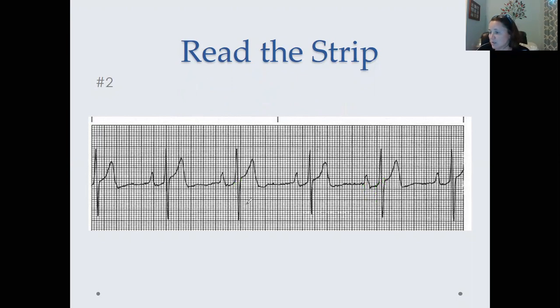Next up, is it regular? If we march it out using the paper method or calipers, is it regular? The answer is yes.